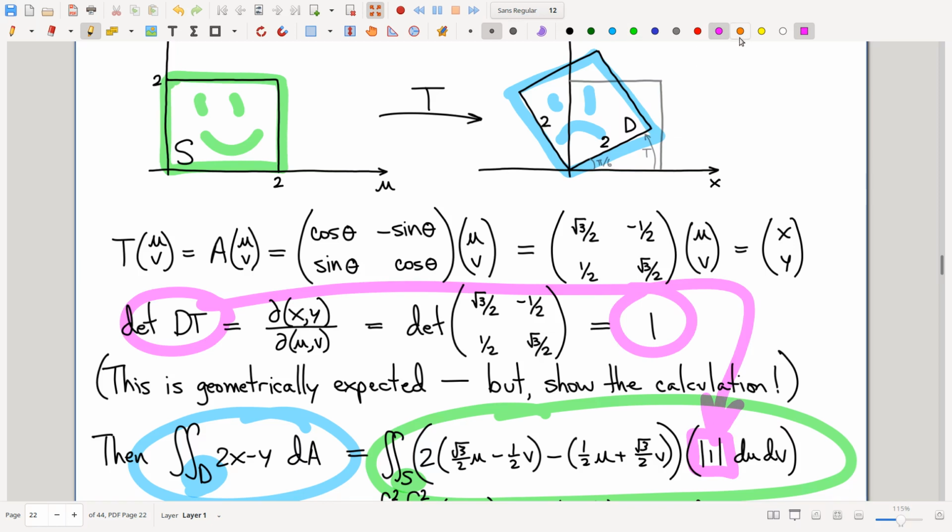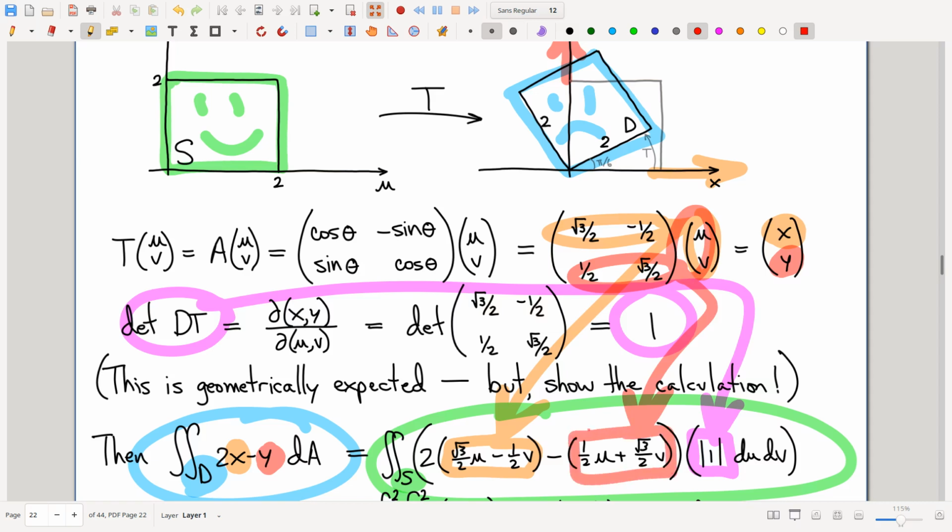We've got to plug in for the function itself. What do we do with this x here? Keep in mind, x is the first coordinate of the output. So x, being the first output coordinate, is that dot product, which is that. And then what is this y right here? Well, y is the second coordinate of the output, which means it is this dot product right there, which is that.